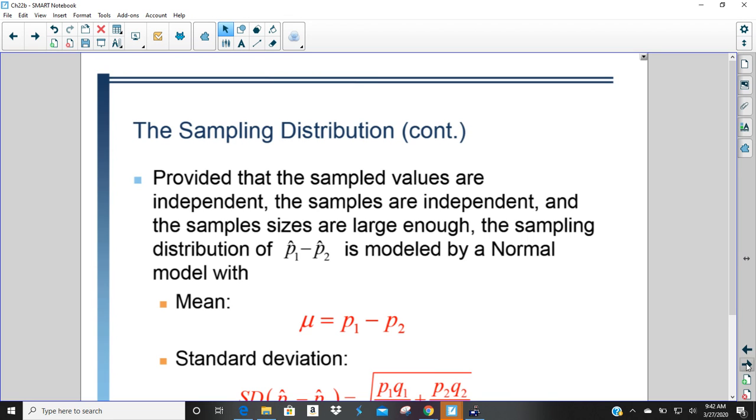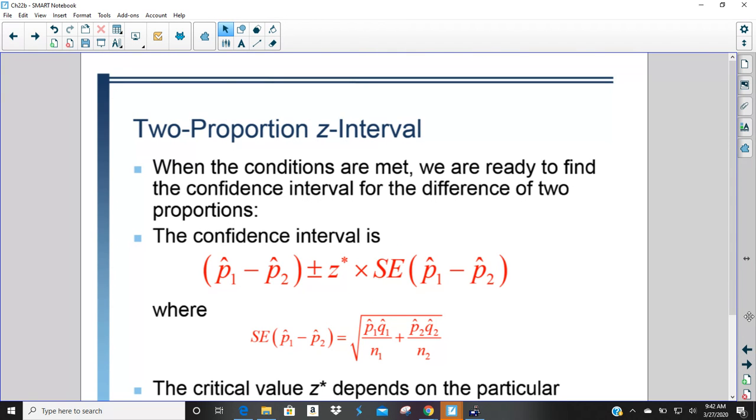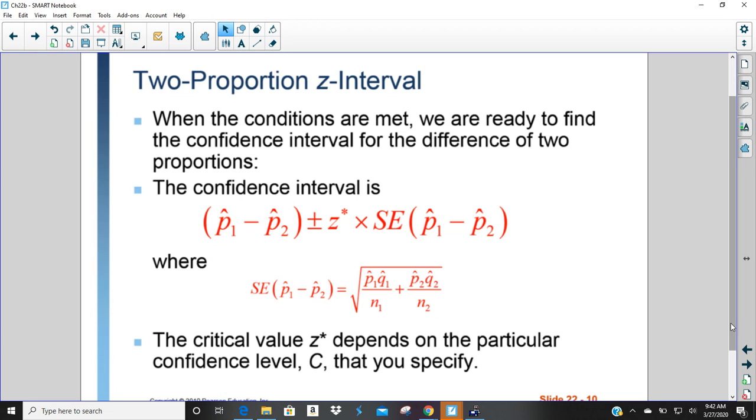So what's going to happen is we're going to use this information to do the calculations. So, provided that the sampled values are independent, the samples are independent, and the sample sizes are large enough, the sampling distribution is modeled by a normal model, which is what I just said. So, they're saying that the mean would be P1 minus P2, and we already did the standard deviation or the standard error. So here is our new formula. Take a moment to write it down.